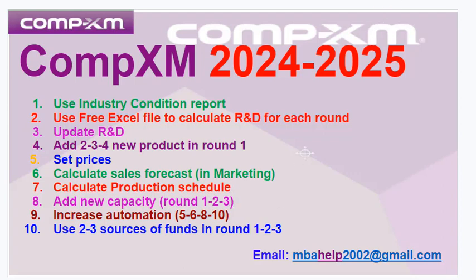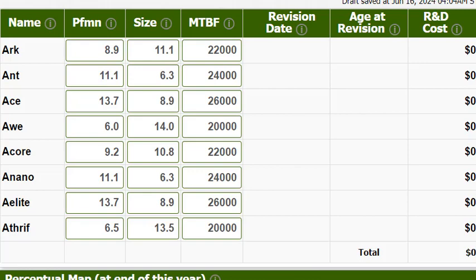I show you now. So you see the screen of round 3 of CompXM. Now we have developed 4 new products in round 1 and 2, and now in round 3 you have 8 good selling products. So just continue. Again, do not copy this number and paste into your game because CompXM is different from student to student.